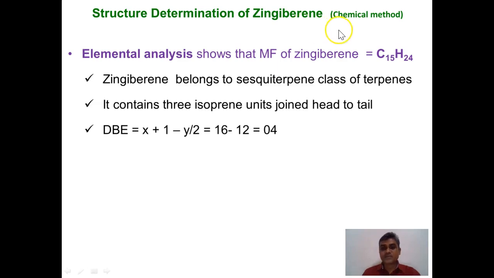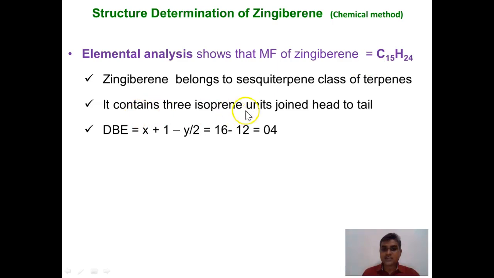Here, the chemical method of structure determination starts with the determination of the molecular formula. So the carbon and hydrogen of gingiberine are estimated, and then they reach the molecular formula of gingiberine, and it was found to be C15H24. This molecular formula is very useful information about the structure of the gingiberine molecule. It contains 15 carbon atoms.